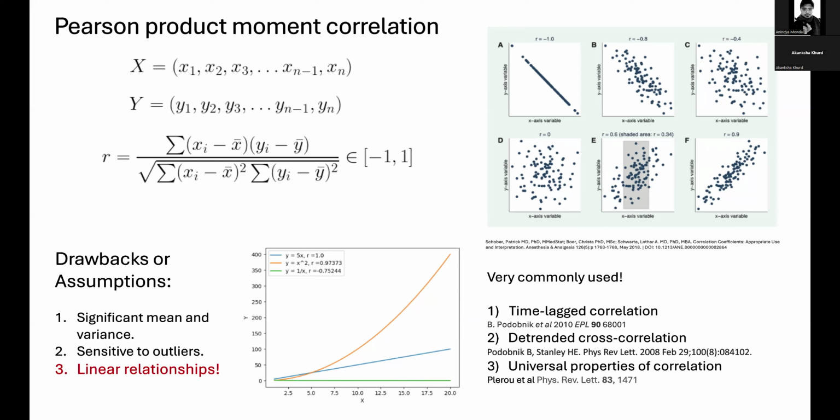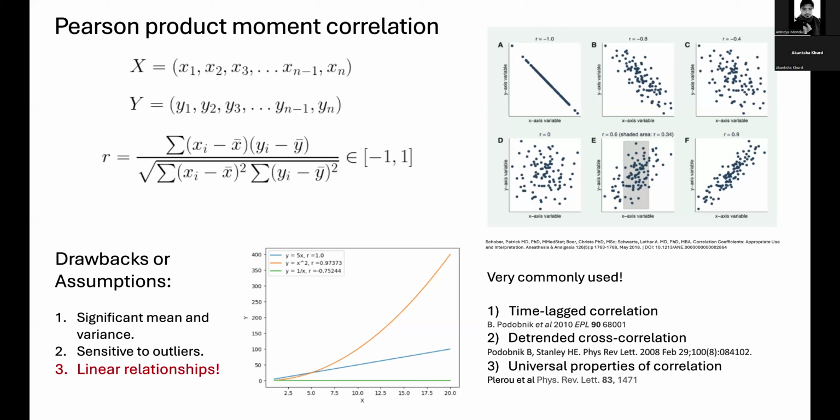Consider the data series x and y, each taking n values, where xi and yi correspond to one pair of observation. Then the Pearson correlation between x and y is given by this particular formula seen on the screen, which takes value between -1 and +1. Mathematically speaking, the Pearson correlation measures the strength and direction of linear relationship between two variables.